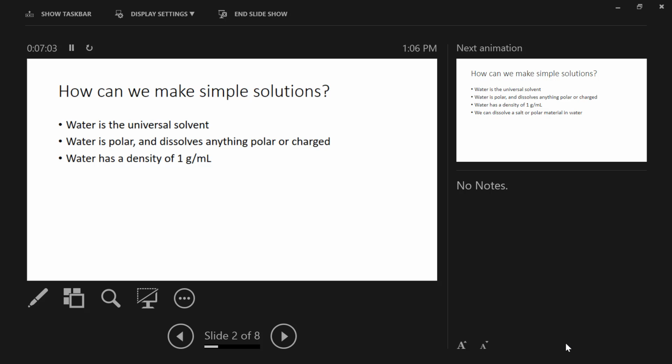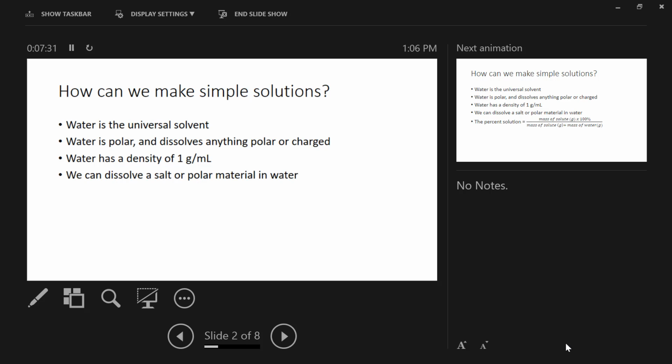So how many grams is 3 liters of water? 3 liters is 3,000 milliliters. And how many grams are in 3,000 milliliters? 3,000. It's 1 to 1, right? And so now you have a wonderful tool at your disposal. So far all we've talked about is water. We haven't answered this question yet: how do we make a simple solution? And the answer is we dissolve something in water.